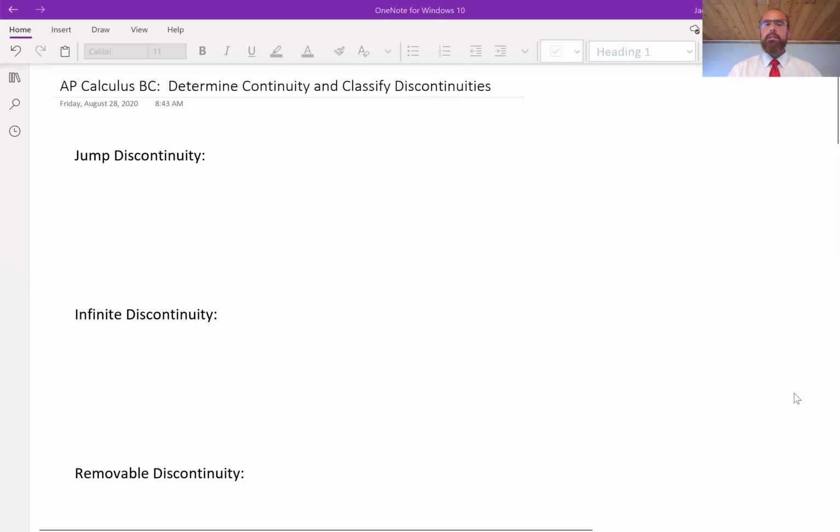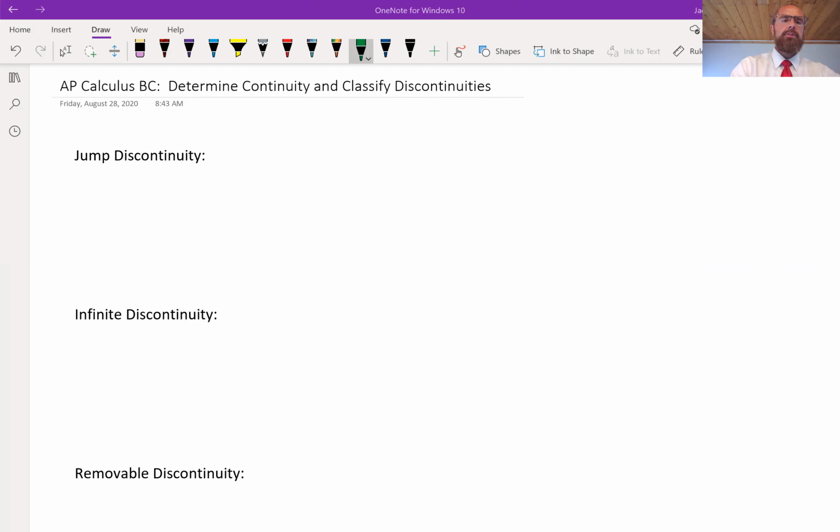So I've got these three different kinds of discontinuity listed here, and let's just take a moment to define what is a jump discontinuity, an infinite discontinuity, or a removable discontinuity. So we'll give the definition in words first, and then I'd like to just sketch a quick example here on the side. So we'll start with a jump discontinuity. So a function is said to have a jump discontinuity.